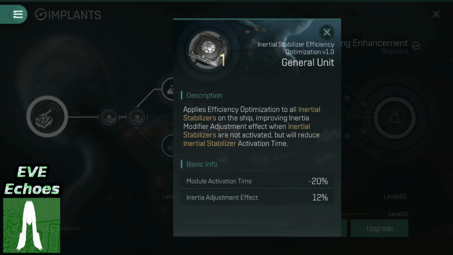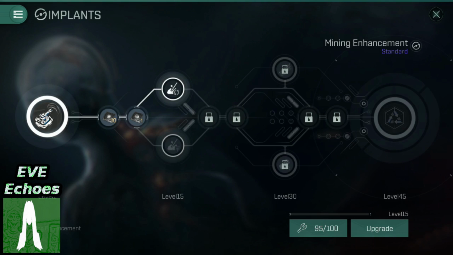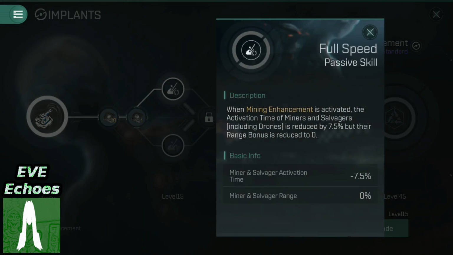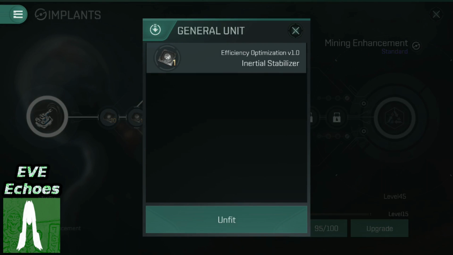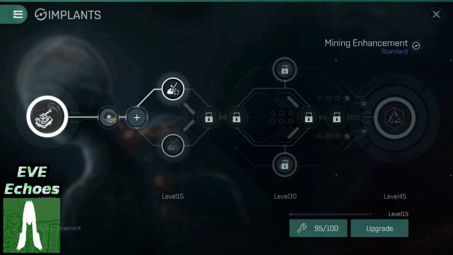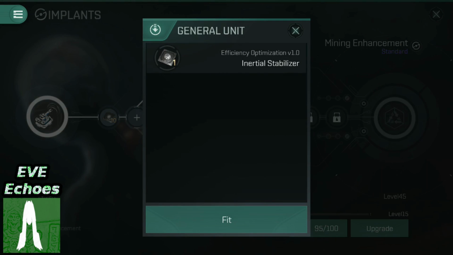First and foremost, how do we fit these general units? Well, whilst we are docked up, we head over to the implant screen and select the implant that we want to modify with a general unit and go into it. In this case, I'm just going to select one and unfit it. So we go into the implant and we select an available plus button on the implant's progression tree, or circuit diagram, spider's web. Honestly, I don't know what to call it. Comment below if you like to call this particular screen something different.